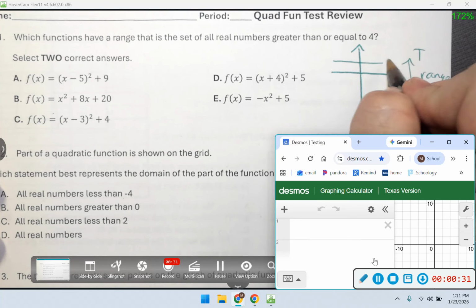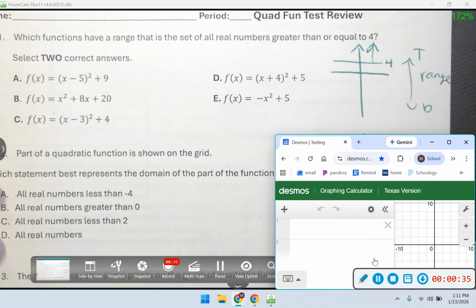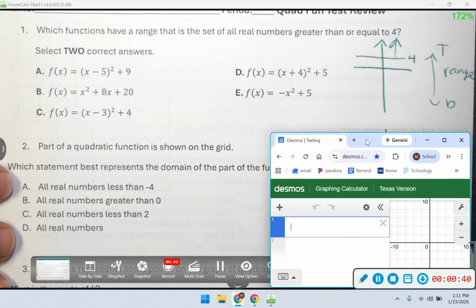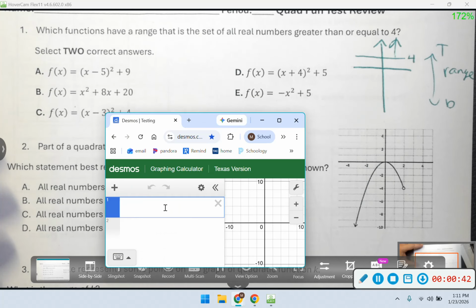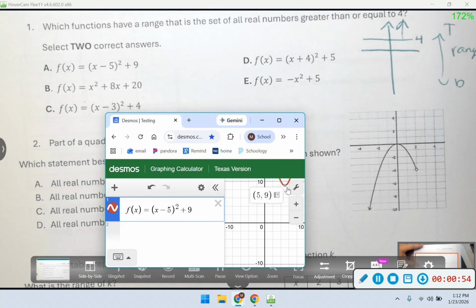So we know it's going to start at y is 4, a height of y is 4, and it's going to go up forever. So I'm going to type these in, and we're going to check them. I like to type them in one at a time. Oop, not 99. I see that this one, the lowest it goes is 9, so that is not an answer.